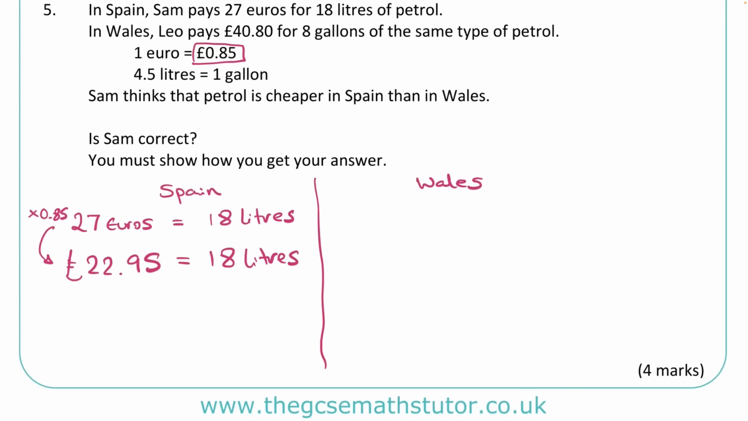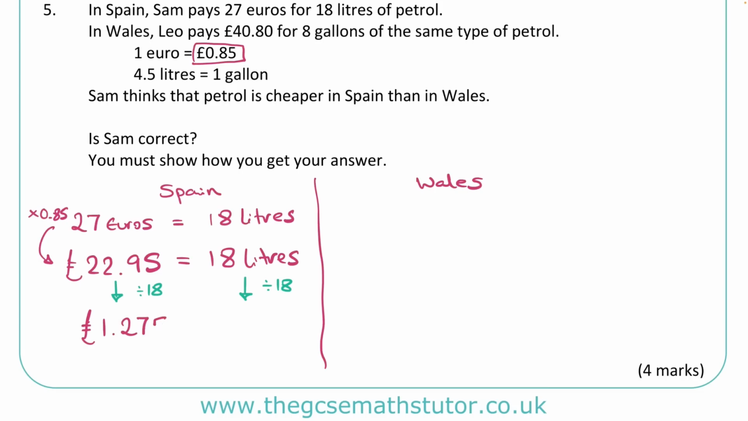Now when we are looking at comparing these 2 things, as it wants to know where is cheaper, we want to compare 1 litre. So if we want to now compare 1 litre, well, to get from 18 litres to 1 litre, we of course have to divide by 18. And in this scenario, we're going to divide both sides by 18, because we are going down to just 1 litre now. So £22.95 divided by 18, and that gives us £1 and just over 27p.